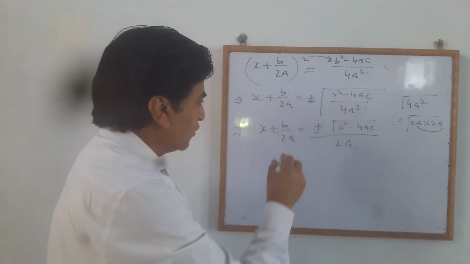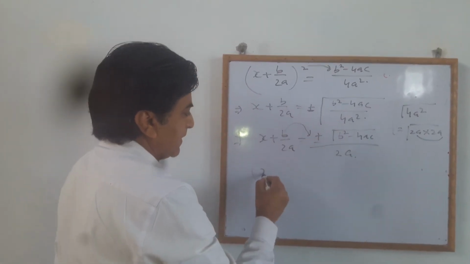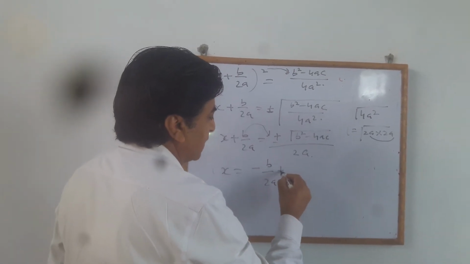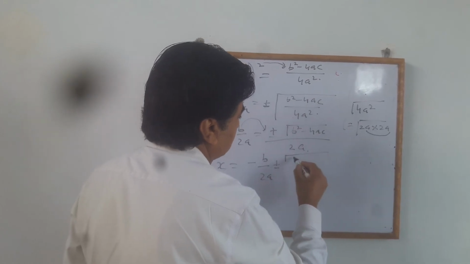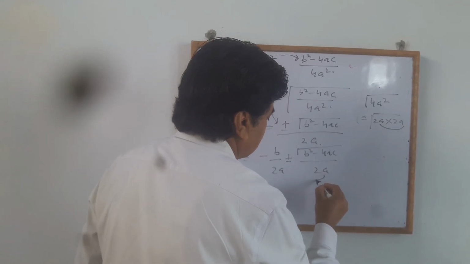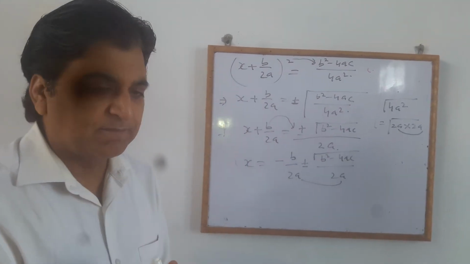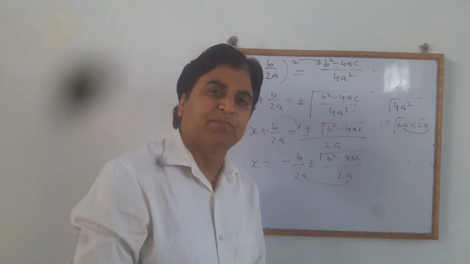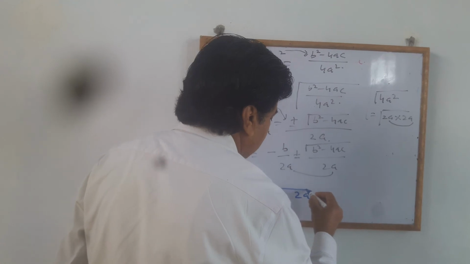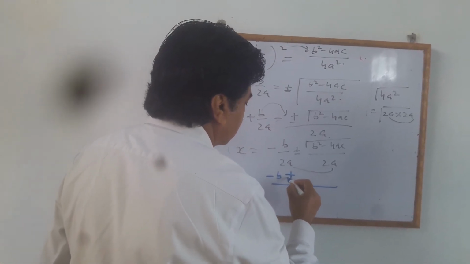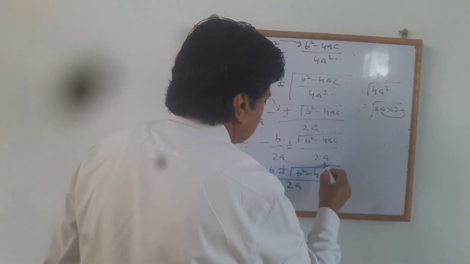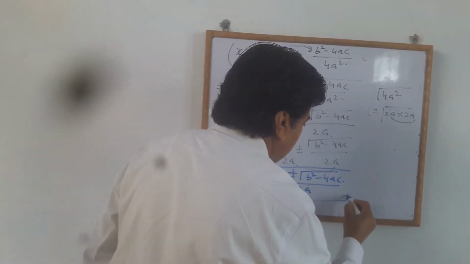Any doubt? Now let's shift this to the right hand side. x is equal to minus b upon twice of a plus minus under root b square minus 4ac upon twice of a. Let's take the LCM again. You know how to take the LCM? Let's take, x is equal to minus b plus minus under root b square minus 4ac upon twice of a. See, this is called the quadratic formula.